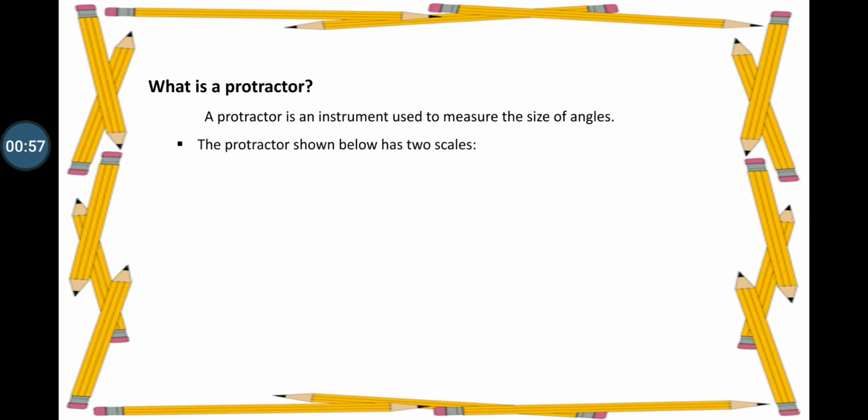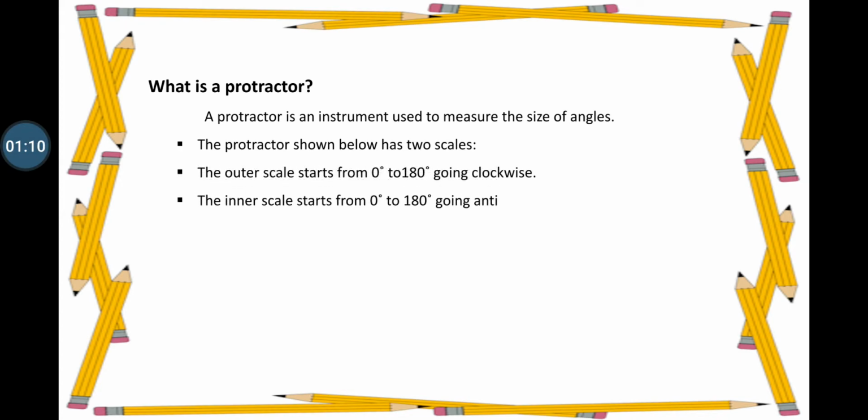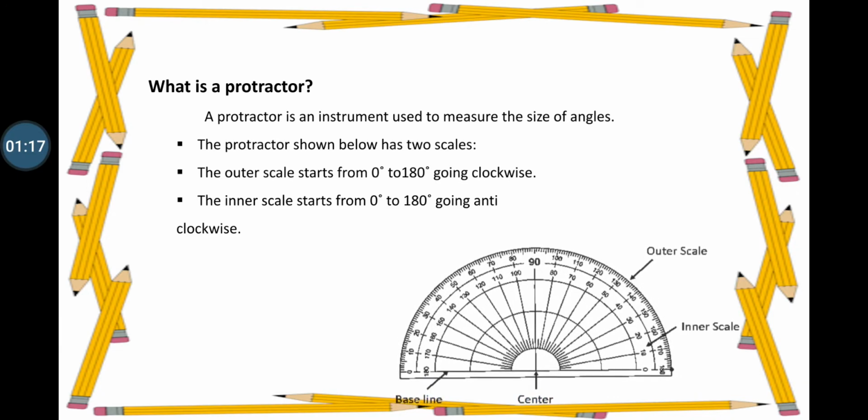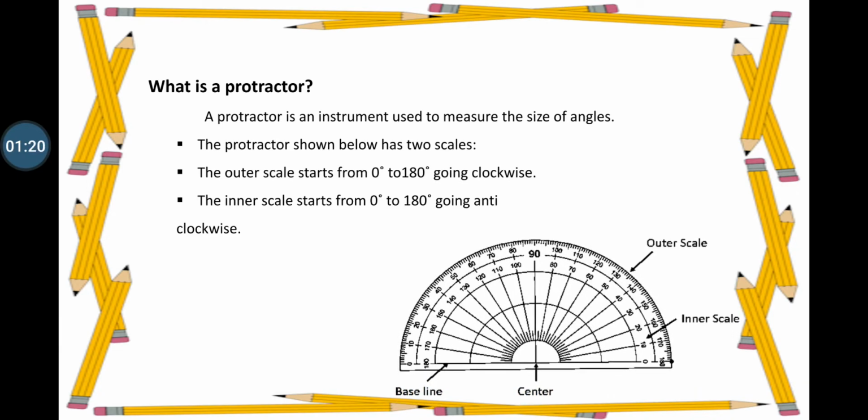The protractor shown below has two scales. The outer scale starts from 0 degrees to 180 degrees going clockwise. The inner scale starts from 0 degrees to 180 degrees going anti-clockwise. You can see in this picture both the scales, and here is one point that is called the center of the protractor, and here is one baseline.